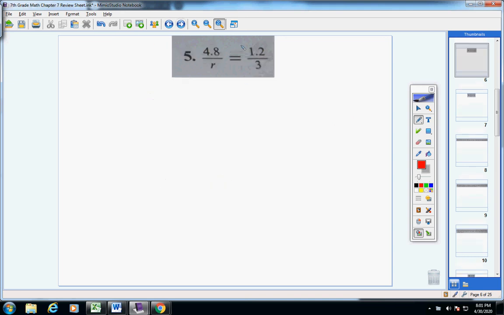Okay, here we go. Let's cross multiply this way first. 4.8 times 3 would give me 24. Carry your 2. 14 come over once. So we get 14.4 equals, and then r times 1.2 would be 1.2r. Now, divide both sides by 1.2. These cancel. And so we have a division problem here.